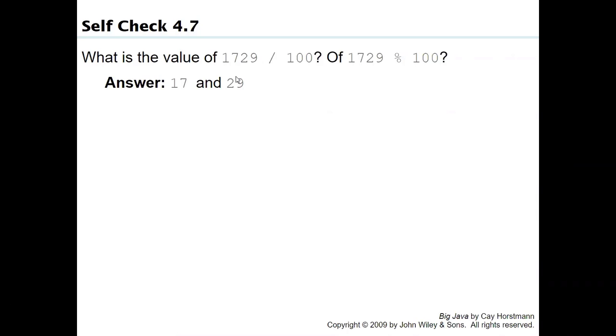What is the value of 1729 divided by 100? Well, let's see, how many times does 100 go into that? Well, these are both integers. Notice they don't have a decimal point or a 0 after them. So it's just going to throw away the remainder. So it's going to go in 17 times. Here's the modulus operator. Here you're trying to find the remainder. So if you take this number and divide it by 100, what do you get as a remainder? Well, it'd be that 29. So that's what you get back.